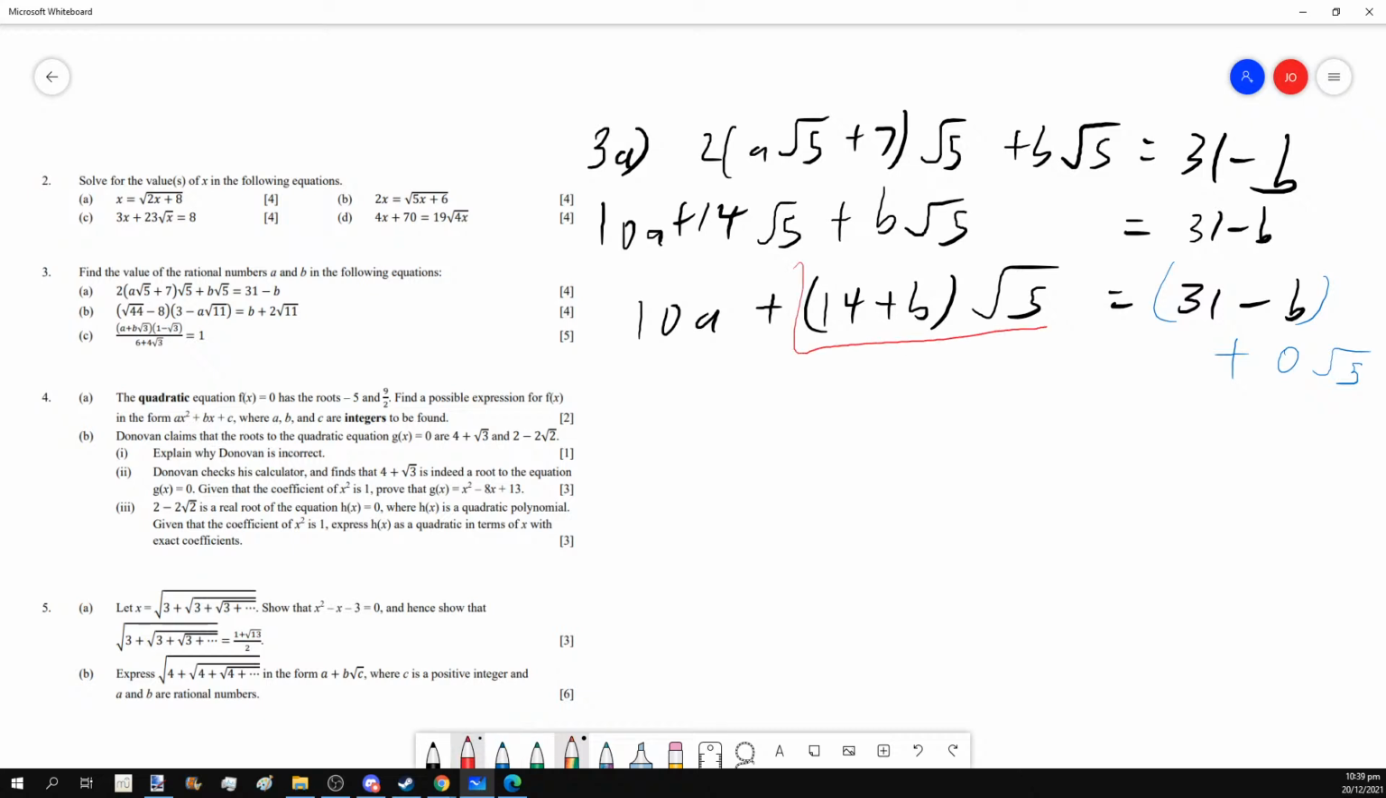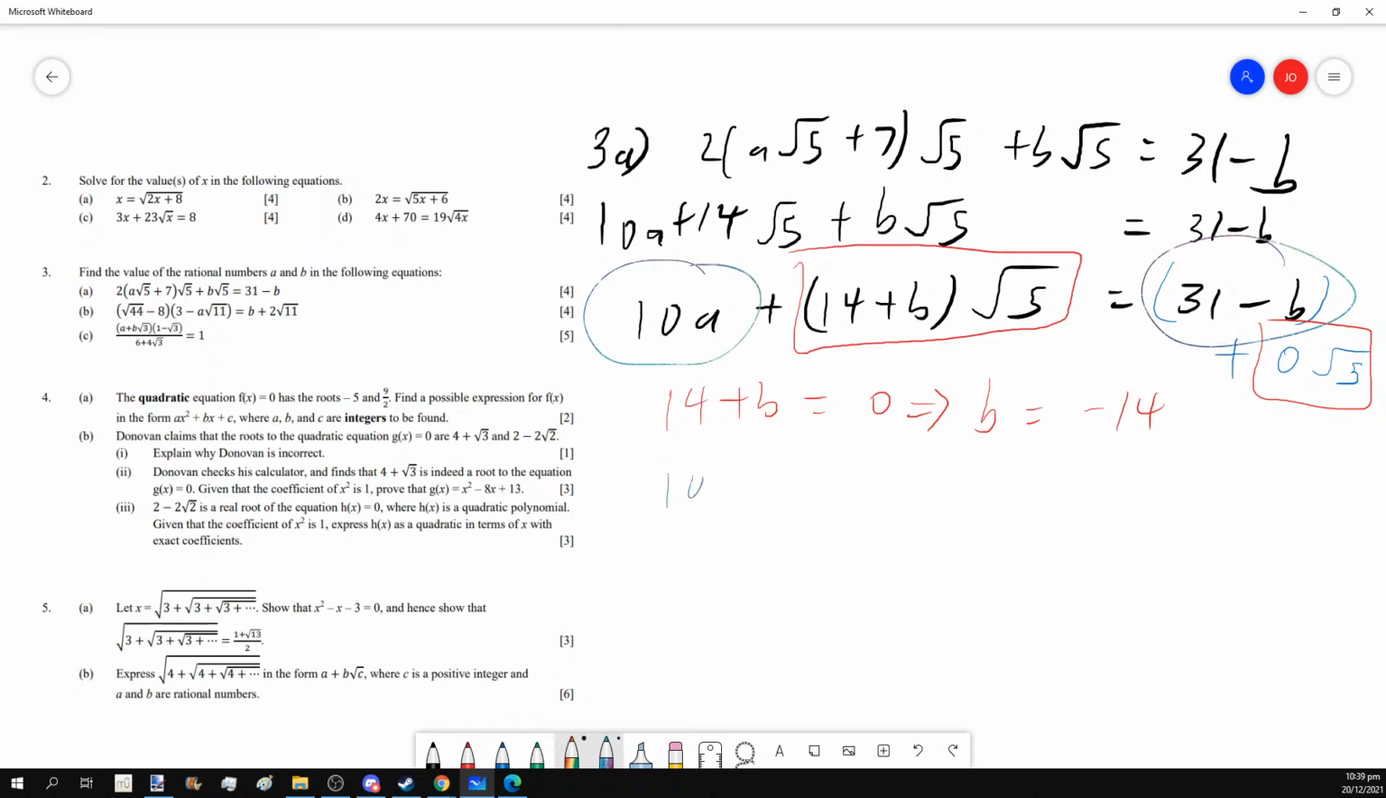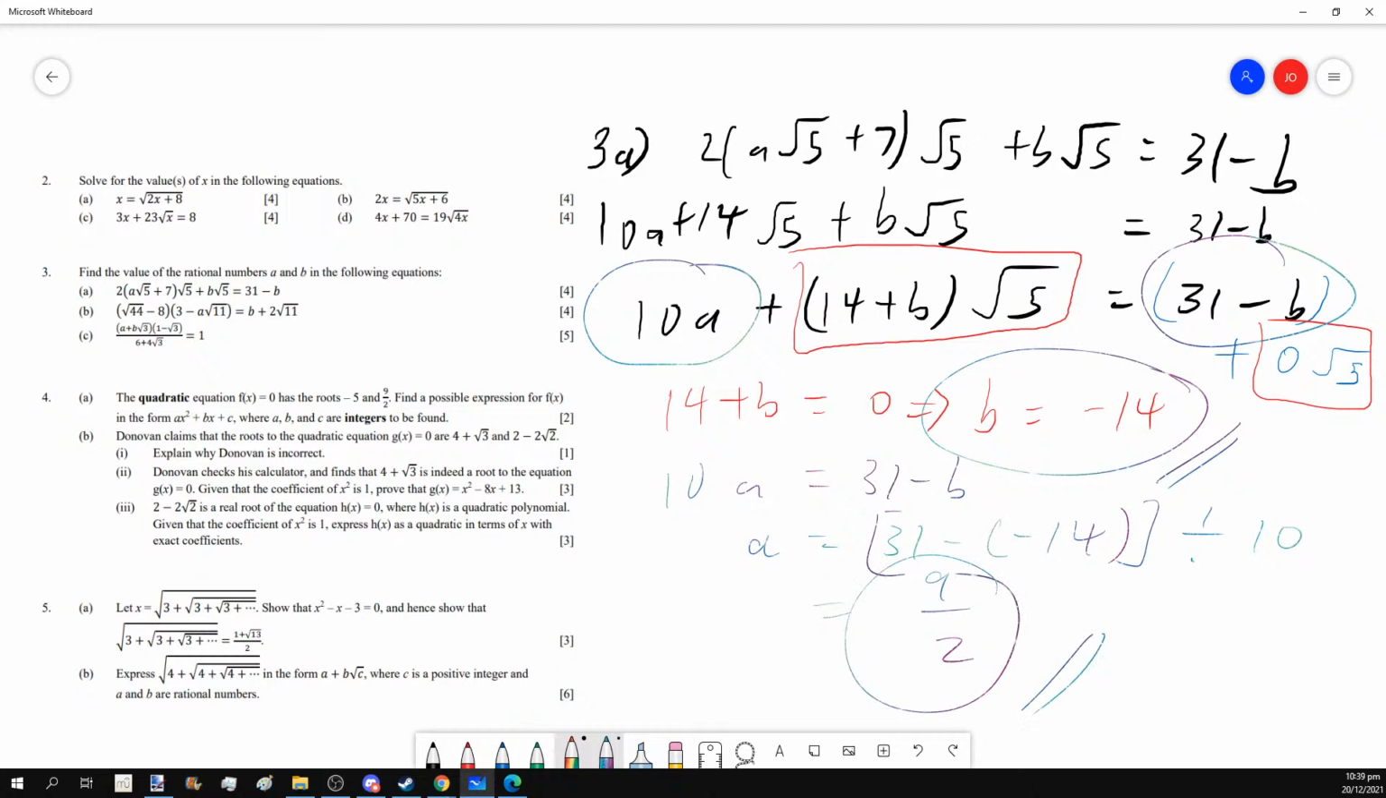From here, we can then compare the square roots and say that 14 plus b equals to 0. In other words, b must be negative 14. We can then go on to compare the number portion, and this will give us 10a equals to 31 minus b. A equals to 31 minus b, which is negative 14, and then the whole thing will be divided by 10, and this will give you 9 over 2, and therefore we have b equals to negative 14, a equals to 9 over 2, and we are done.